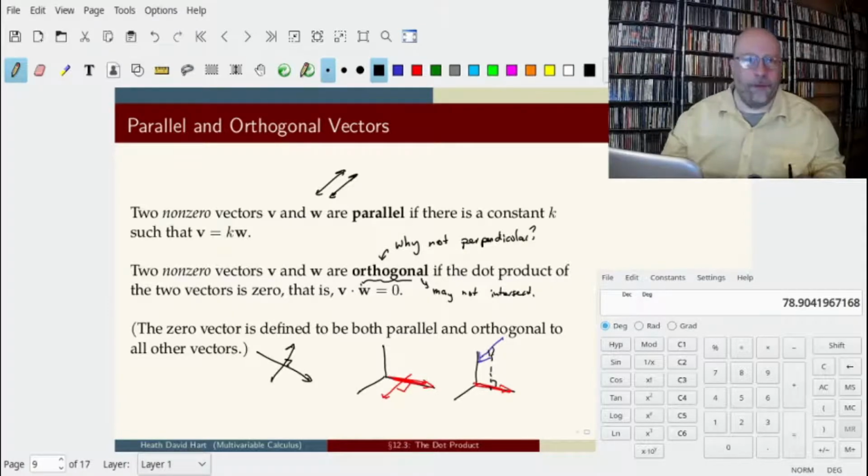So orthogonal is a weaker word than perpendicular because it does not guarantee a point of intersection. Apart from that, they really do mean the same thing in terms of the directions. The directions are 90 degrees separated from each other. But perpendicular guarantees an intersection point and orthogonal does not. Okay?